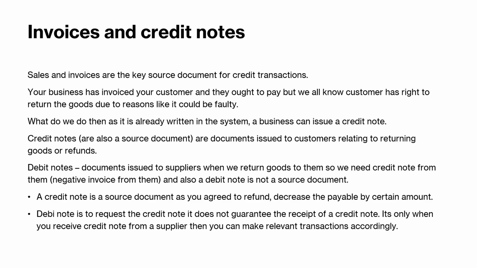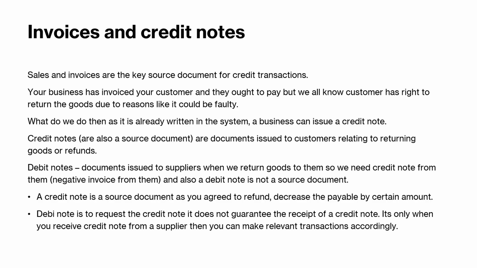Credit notes are issued to customers when they return the goods. So debit notes are issued to the suppliers when we probably return the goods to the suppliers. So we need a credit note from them, right? We need a negative invoice from them. To request a credit note from a supplier, a debit note is sent.